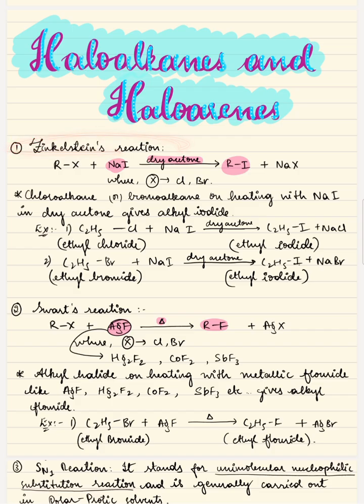First is the Finkelstein reaction. Alkyl halide plus sodium iodide in the presence of acetone gives alkyl iodide and sodium halide. Here X means chlorine and bromine. Fluorine is not involved here. Chloroalkane or bromoalkane on heating with sodium iodide in acetone gives alkyl iodide.